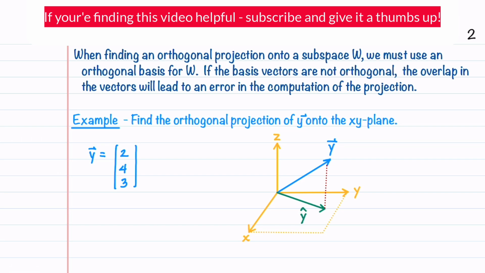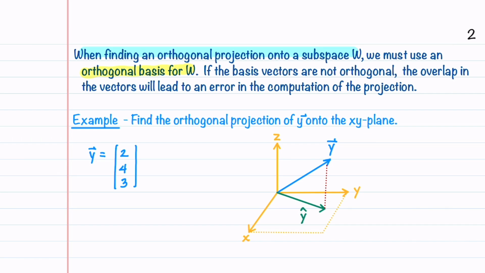Before we look at an example, I want to point out that when finding an orthogonal projection onto a subspace W, we must use an orthogonal basis for W. If the basis vectors are not orthogonal, the overlap in the vectors will lead to an error in the computation of the projection.